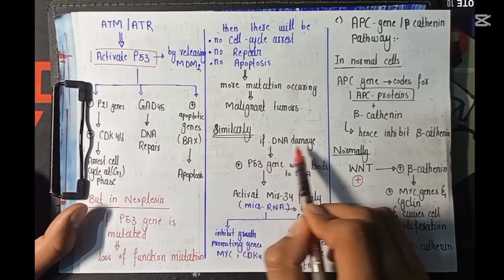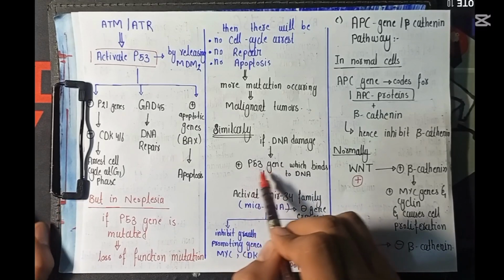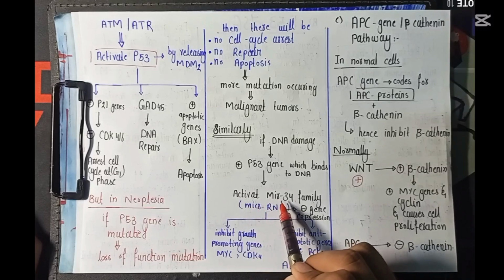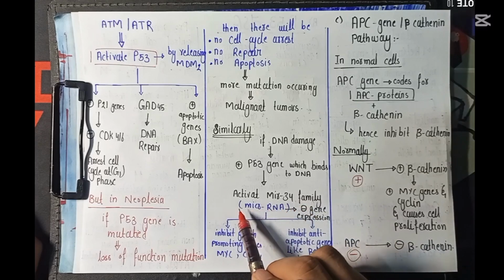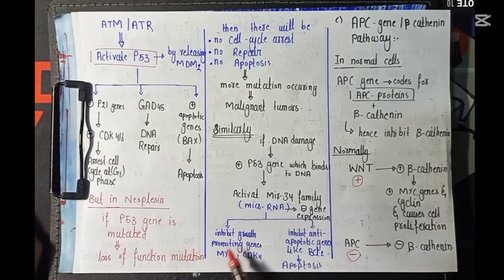Similarly, if there is damage to the DNA, there will be activation of the p53 gene, and when the p53 gene is activated, it binds with the damaged DNA and causes the activation of the microRNA 34 family. The microRNA 34 family is a type of microRNA, which causes inhibition of certain genes. It inhibits growth promoting genes like the MYC gene and cyclin-dependent kinase 4, and when these genes are inhibited, there will be no cellular proliferation. Similarly, it causes inhibition of anti-apoptotic genes like BCL2. When the anti-apoptotic genes are inhibited, apoptosis of the cell occurs.